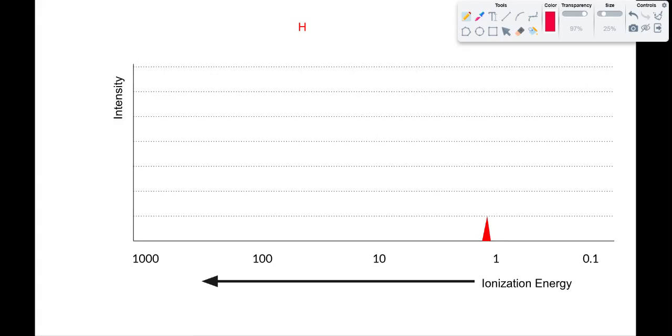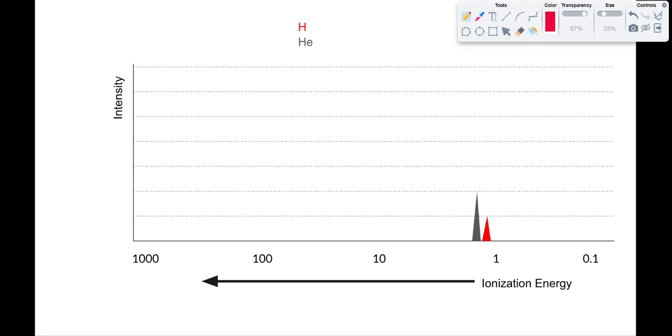Now let's make a comparison. Here's helium next to hydrogen. We see two differences. One is the spike is twice as high. That makes sense because in that same shell, the first shell, the one closest to the nucleus, there are now going to be two electrons because there's two electrons in helium. It also shifts to the left, which means it took a little bit more energy to remove those electrons from the atom.